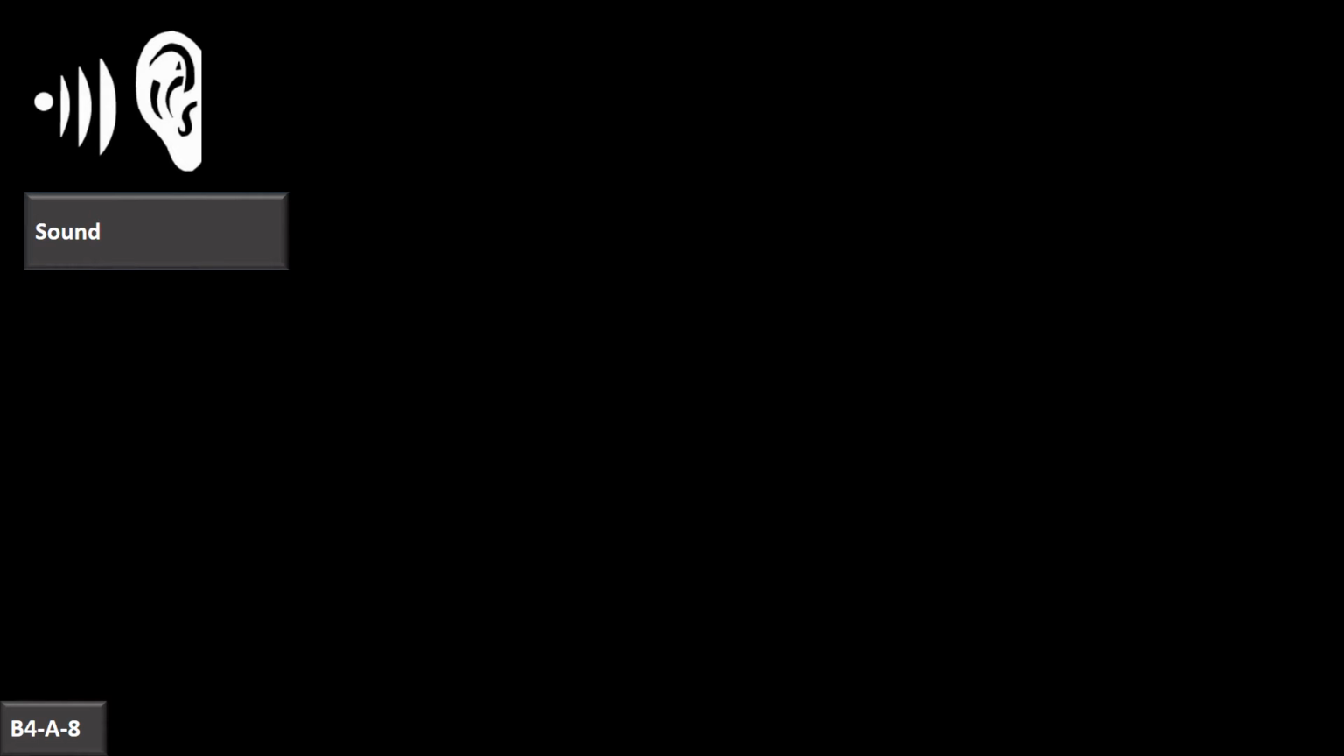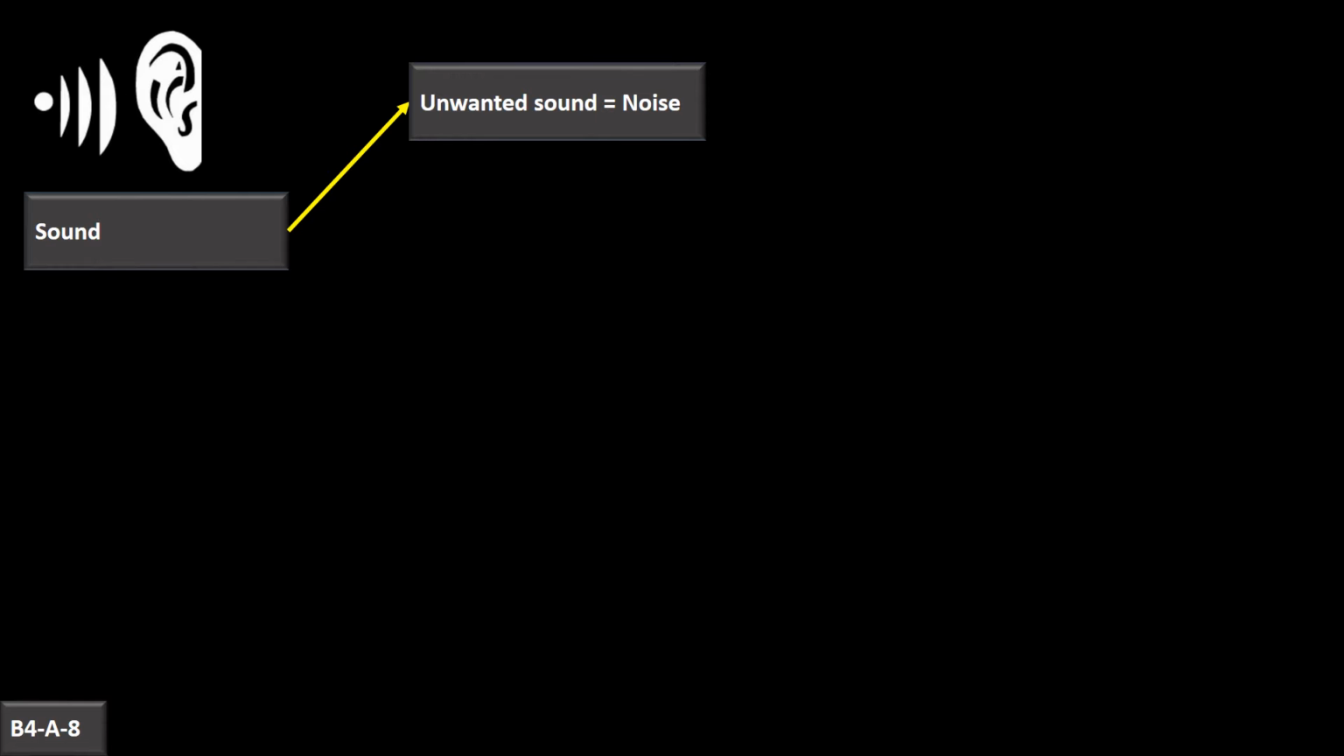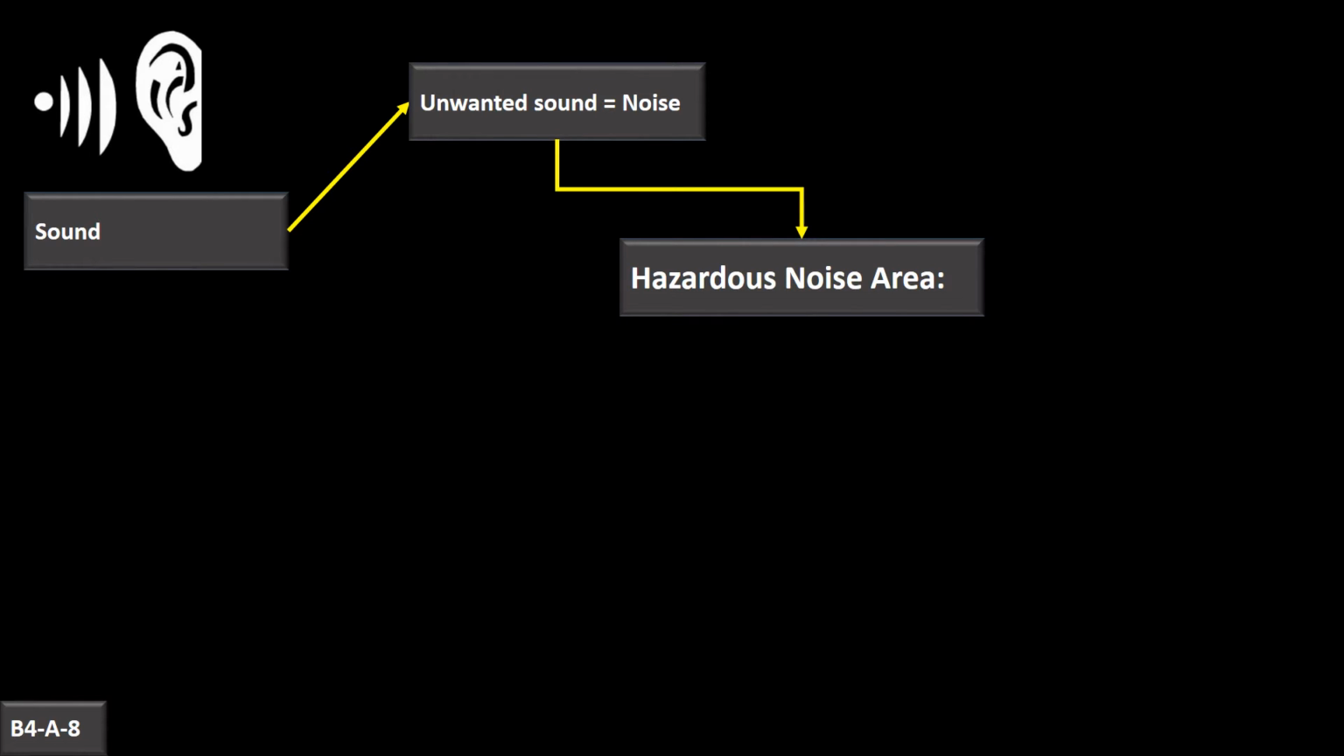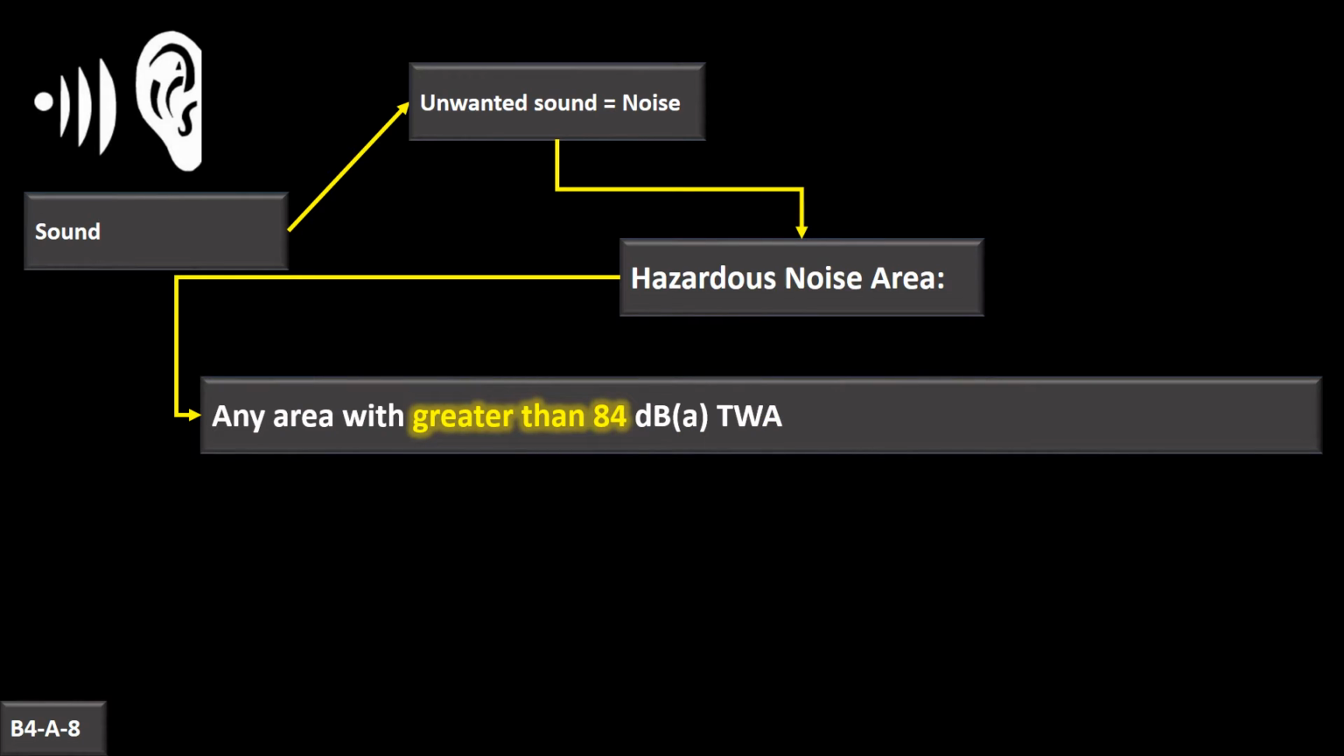So now that we've talked about sound, let's talk about noise. We're going to define noise as any unwanted sound. And we've got to understand that noise can be hazardous. Being in the military, we're probably going to be exposed to some hazardous noise areas. A hazardous noise area will be any area that has greater than 84 decibels in a time-weighted average.